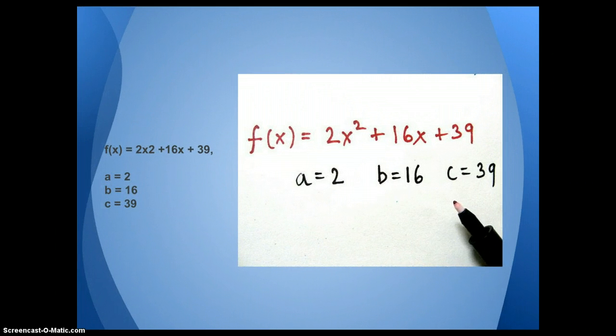Replace the variables with the appropriate numbers. Each algebra problem will give you a quadratic equation with the variables filled in, usually in general form. For example, for f(x) equals 2x squared plus 16x plus 39, we have a equals 2, b equals 16, and c equals 39.